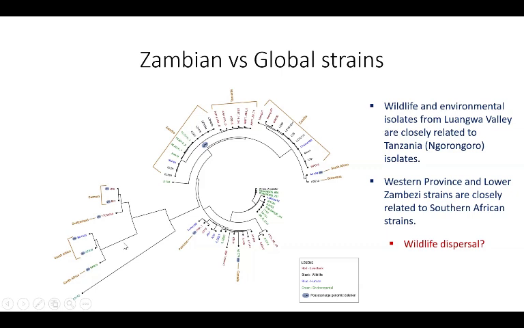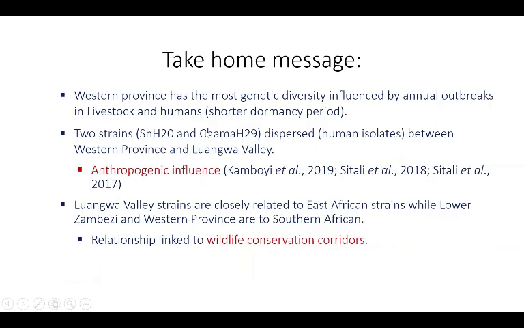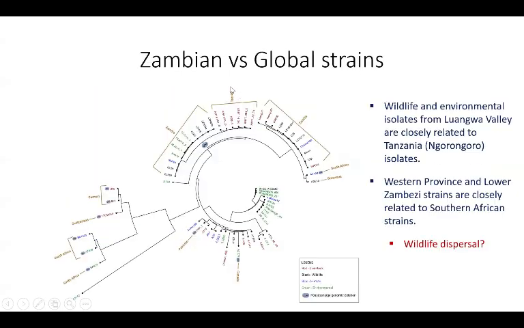When we blasted and did the comparison, we discovered that most of these strains, apart from being closely related to the South African, the Zambian strains were also closely related to the Tanzanian strain, especially the wildlife and environmental isolates in the northeastern part of Zambia, close to Malawi, what we call the Luangwa Valley. These are closely related to the Tanzanian isolates, which were isolated from the Ngorongoro isolates.